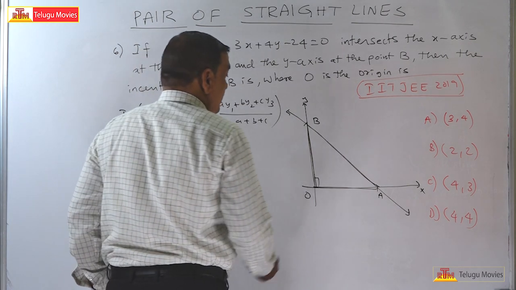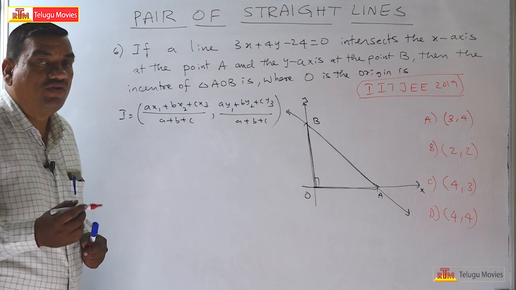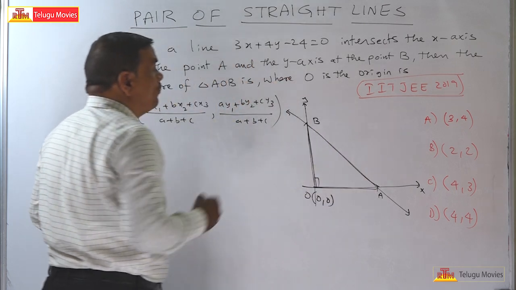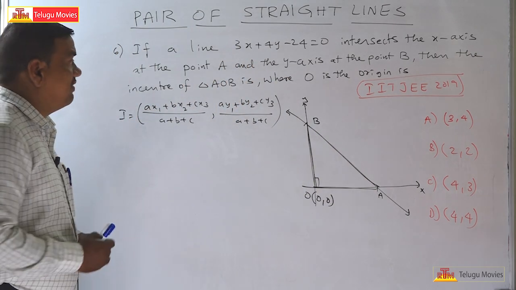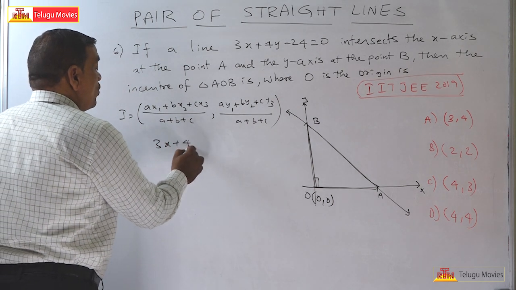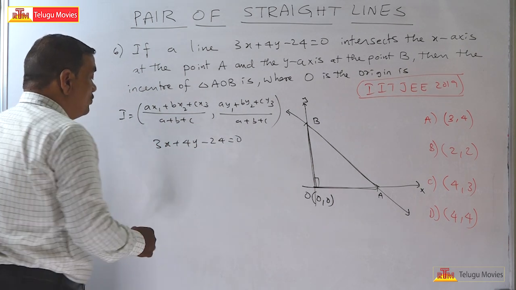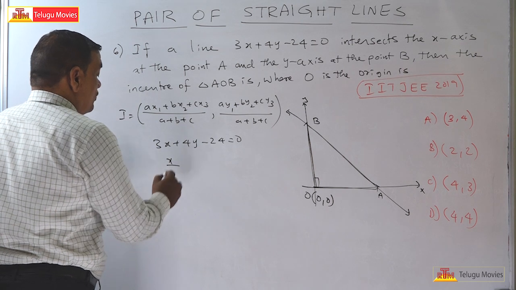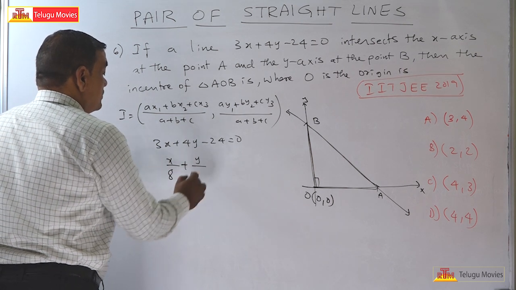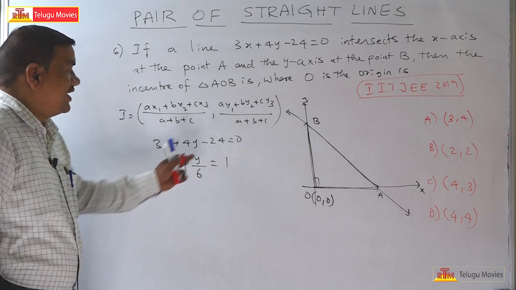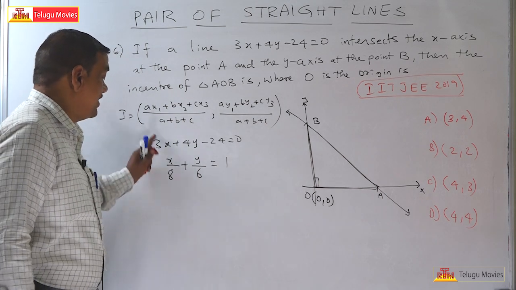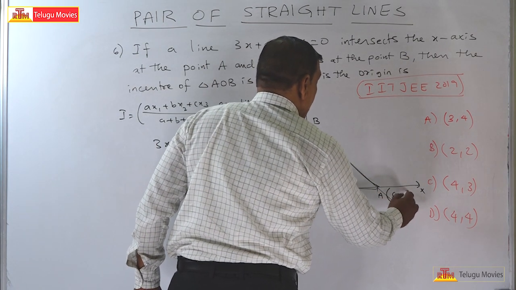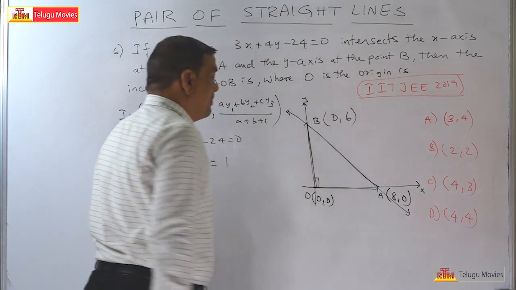So, here, first of all, we will find the coordinates of the vertices. O is clearly 0, 0. How to find A and B? The equation is given: 3x plus 4y minus 24 is equal to 0. This can be written as x by 8 plus y by 6 is equal to 1. Take minus 24 to the other side and divide by 24. 3 eights are 24, 4 sixes are 24. So, A coordinates are 8, 0, and B coordinates are 0, 6.